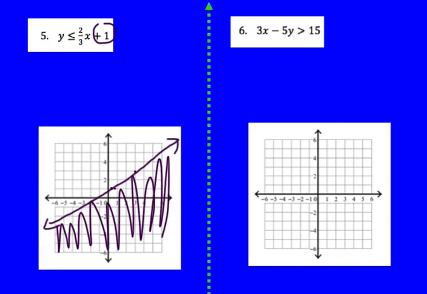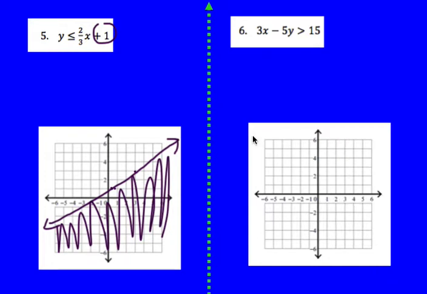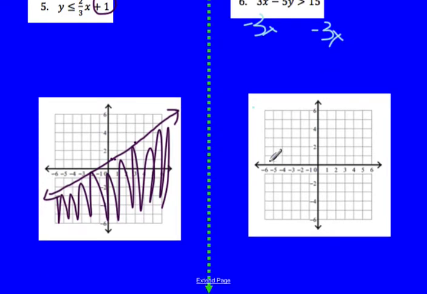Now, for number 6, in order for us to solve number 6, we have to solve it for y. So let's go ahead and do that. So first thing I want to do is get that 3x over to the other side. So I'm going to go ahead and subtract 3x from both sides. So I'm going to continue down here. So I have a negative 5y is greater than negative 3x plus 15.